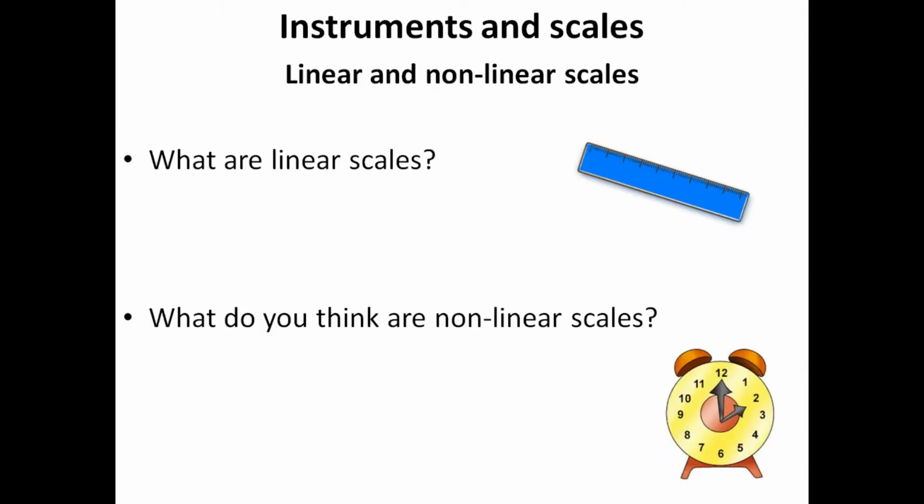So now we're talking about linear and non-linear scales. What are linear scales? If you look at a ruler, how does a ruler look? It's straight. So linear scales are straight. Sometimes you will hear older people say, measure with a straight edge. They're telling you to measure using a linear scale. So what do you think non-linear scales are, if linear scales are straight? Look at the clock. Yes, non-linear scales are scales that are not straight. They tend to be circular, or on an arc, like half a circle. So those are the types of scales.